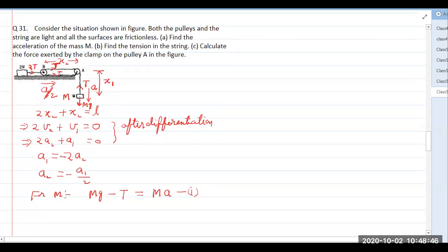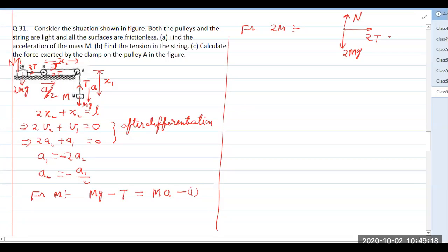We have other forces also. We have the weight 2mg, and another normal force from the ground, that is N. For the free body diagram of the 2m mass, we can write tension 2T, 2mg, and normal. These are the three forces, but normal and 2mg balance each other. Only 2T is going to give some acceleration.